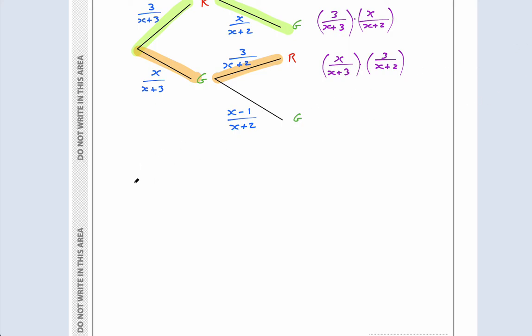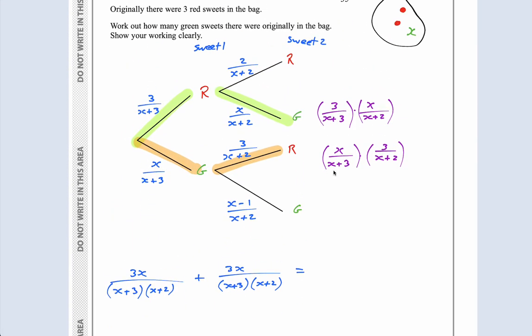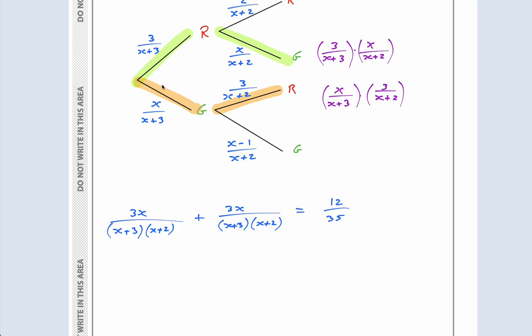Let's write that down. 3x, because I'm just going to multiply the denominators. So 3x over x plus 3 times x plus 2, plus also 3x over x plus 3 times x plus 2 equals 12 over 35. It tells us that plus that has to equal 12 over 35. A red and a green, or a green and a red, the probability of getting either of those 2 options is 12 over 35.